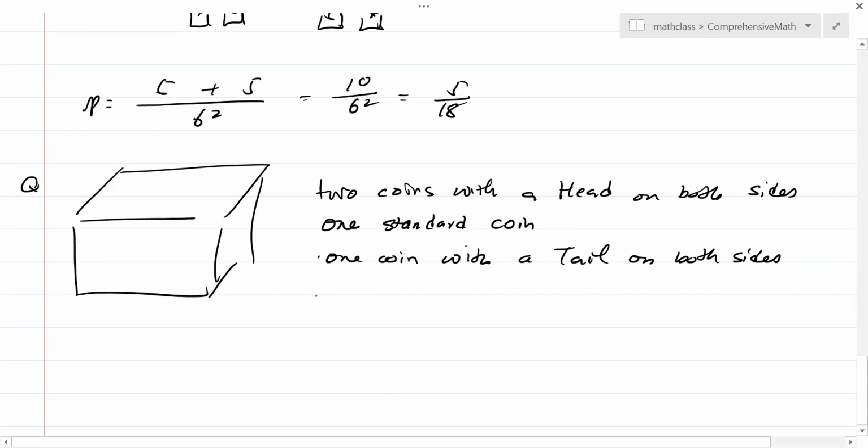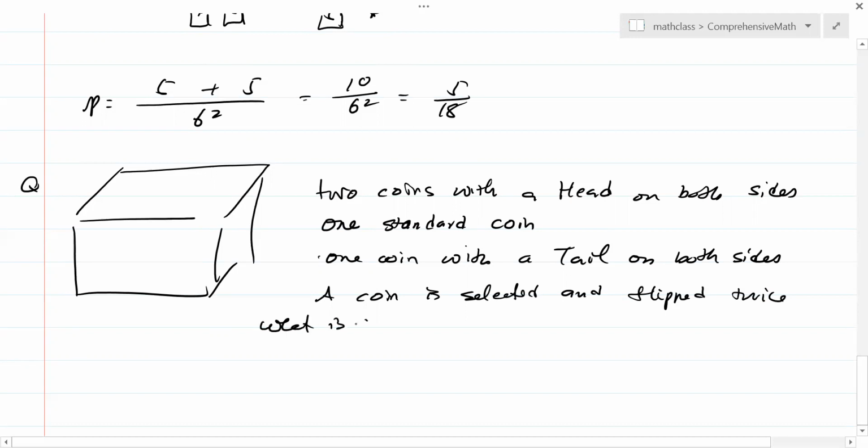Okay, so here's a question. A coin is selected and flipped twice. What is the probability that each of the two flips will result in heads?